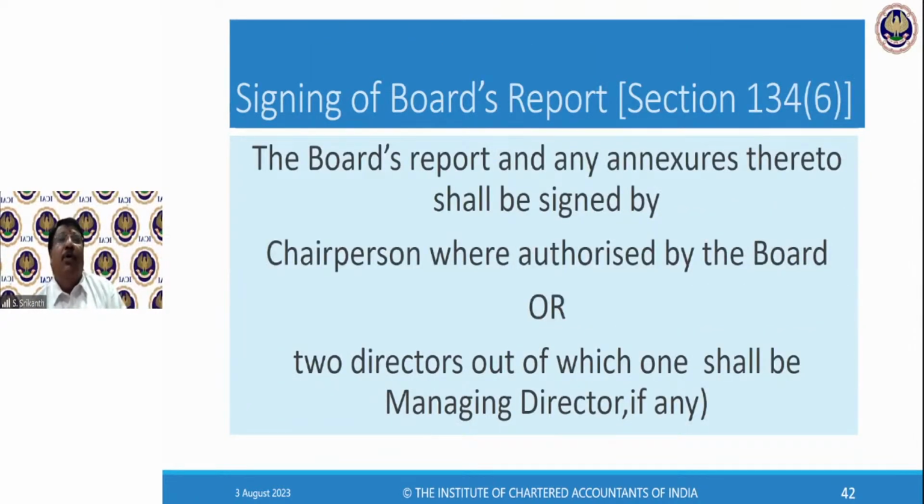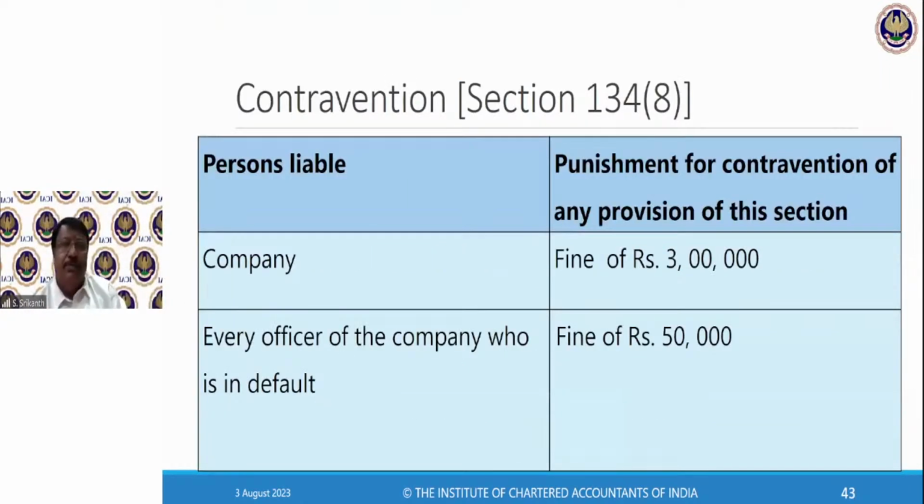So the board's report and any annexures thereto shall be signed by the chairperson where authorized by the board, or two directors, out of which one shall be the MD. So just like they sign the balance sheet, this also they will sign. In case there is any contravention, fine of 3 lakhs for the company and 50,000 for the officer.